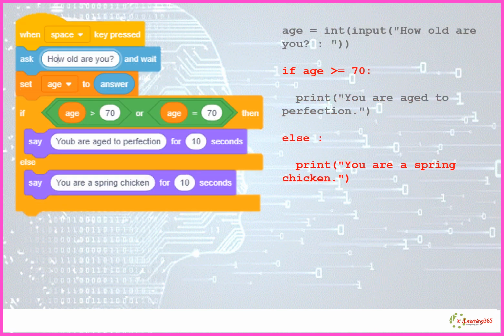The last part of my code is called the false part. Again, it's still checking if the number stored in my age variable is greater than or equal to 70. If the answer is true, it will do the first part. If the answer to that question is false, it will jump down to the else line and it will print out, "You are a spring chicken." It will do the false part of the code.